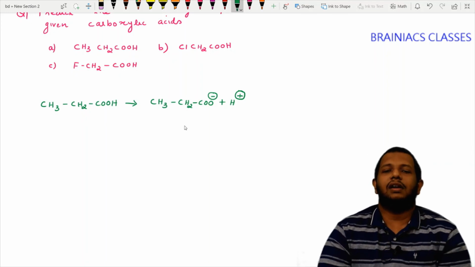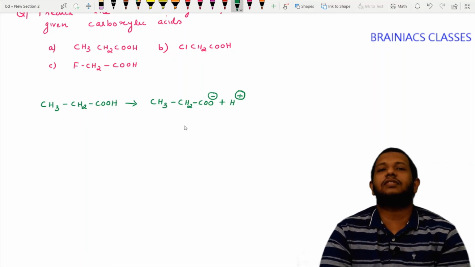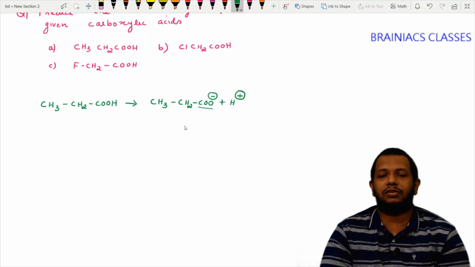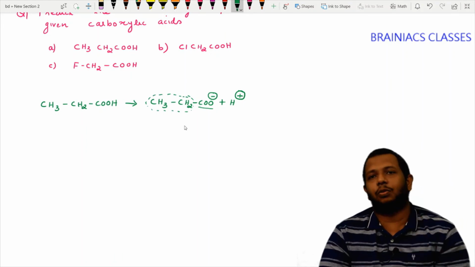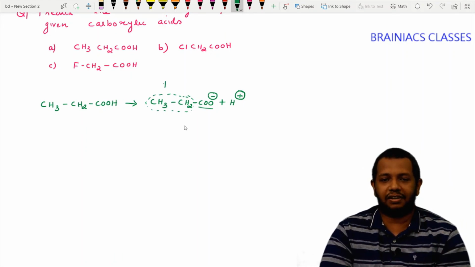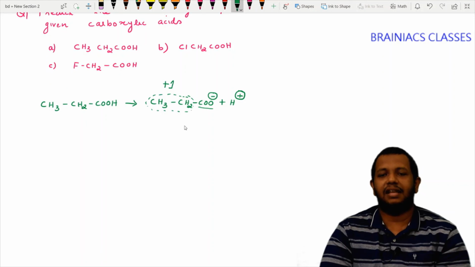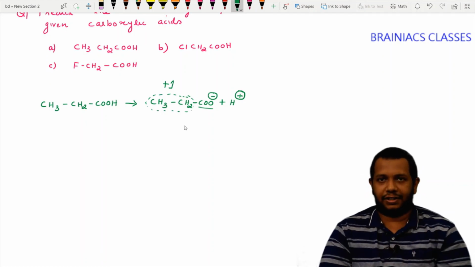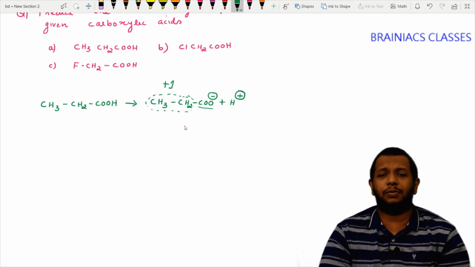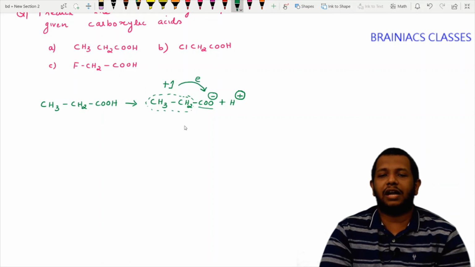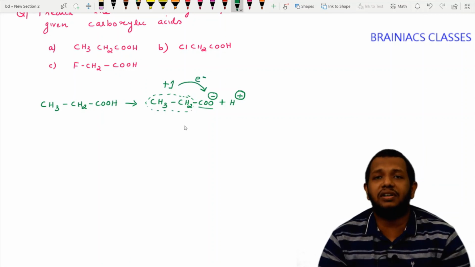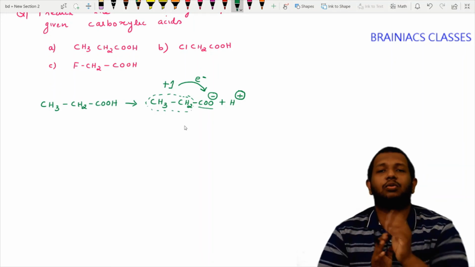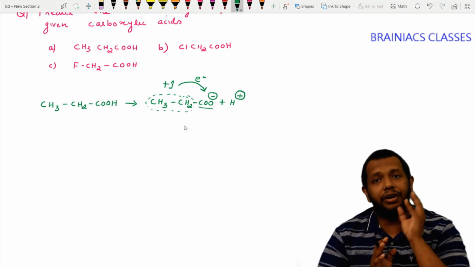Okay. Now I know that near this carboxylate ion, which group is connected? CH3, CH2 group, which is an alkyl group. So what effect does an alkyl group have? You know that it has a plus I effect. What will the plus I effect do? It will push or repel the electrons away from it. So electrons are moving towards the central carbon and the oxygen atom, which already has a negative charge.